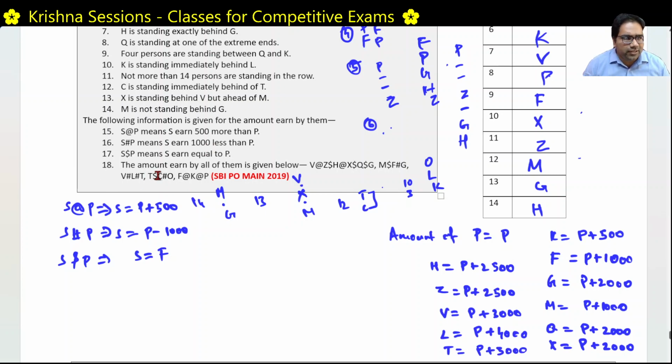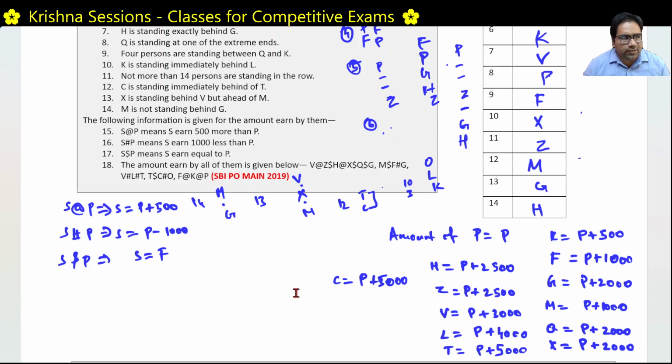T is also done. T dollar C means T is equal to C. So C is equal to P plus 5000. Sorry, this is 5000, right?